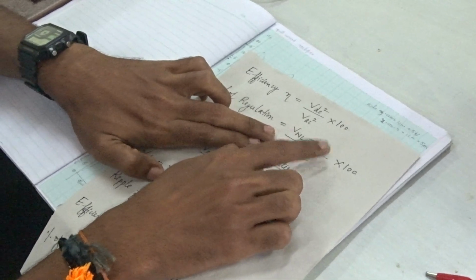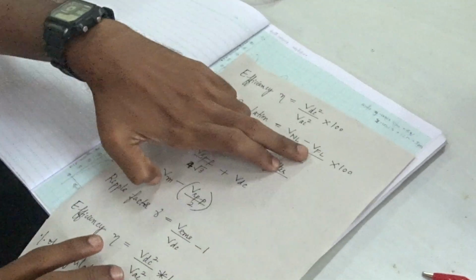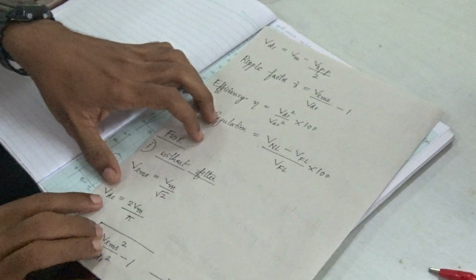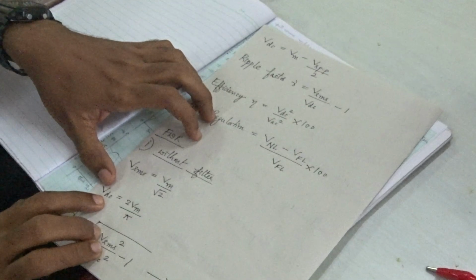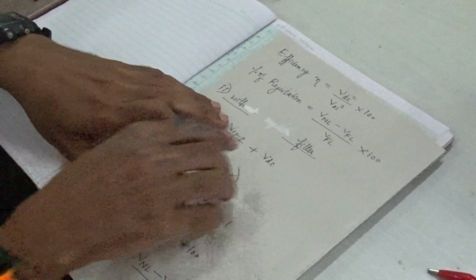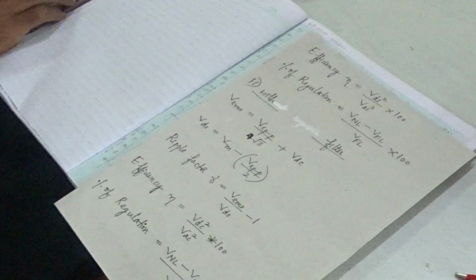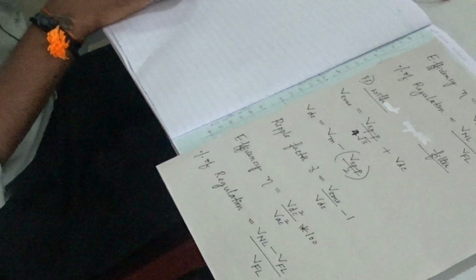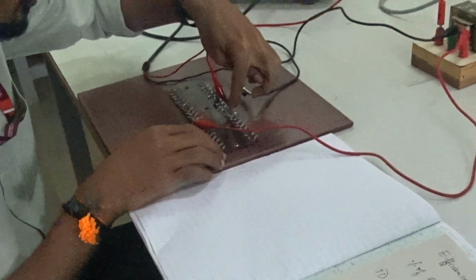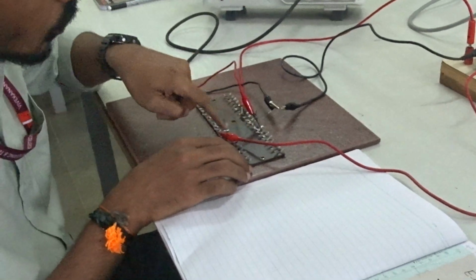So as I already said, the value of the full load voltage is nothing but the same as that of V suffix DC voltage value. And in order to find out the no load voltage value, remove this, disconnect this resistor, and measure the voltage across these 2 points.